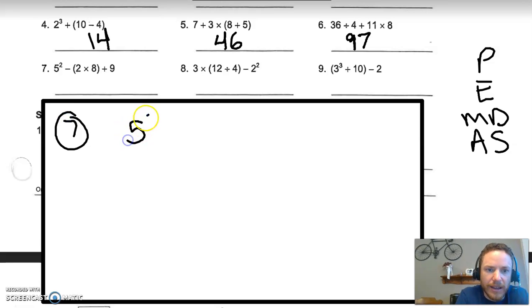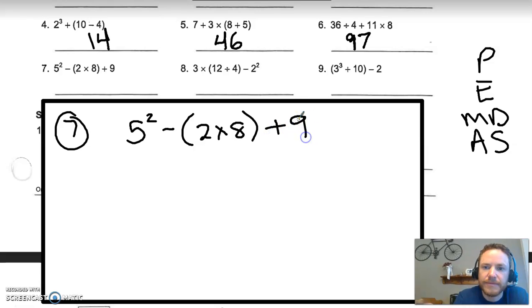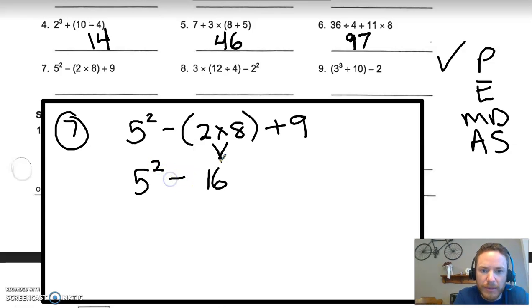It has a power problem, 5 squared. It's got subtract. It's got 2 times 8. It's got plus 9. PEMDAS tells me to do the parentheses first. 2 times 8 is 16. Then I bring down all the rest of my problems. So I'm going to bring down my 5 squared, my minus, my plus, and my 9.